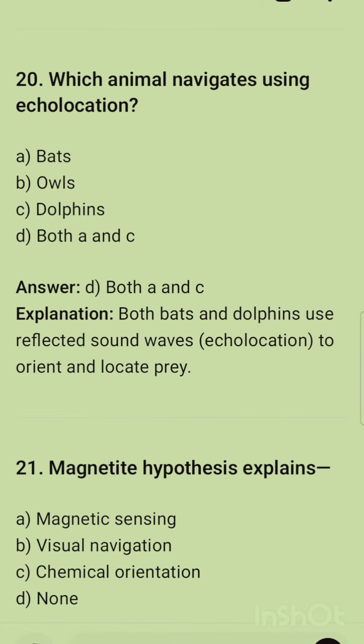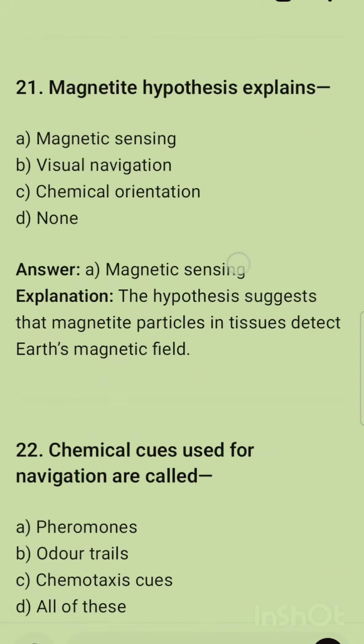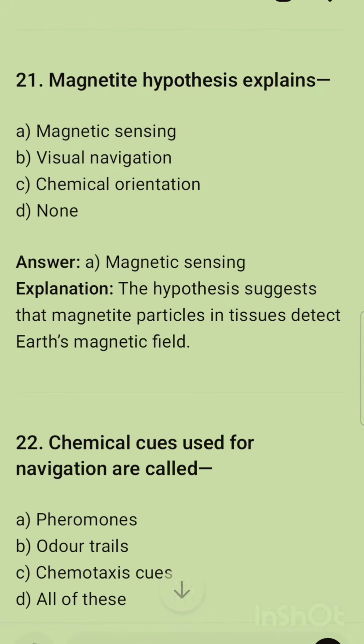And the correct option is option D, that is both A and C, bats as well as dolphins. Both bats as well as dolphins use reflected sound waves, echolocation, to orient and locate prey.